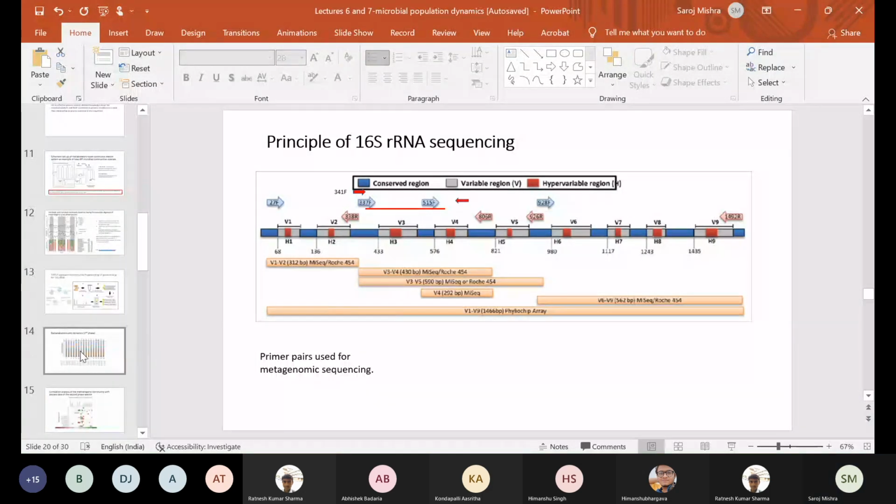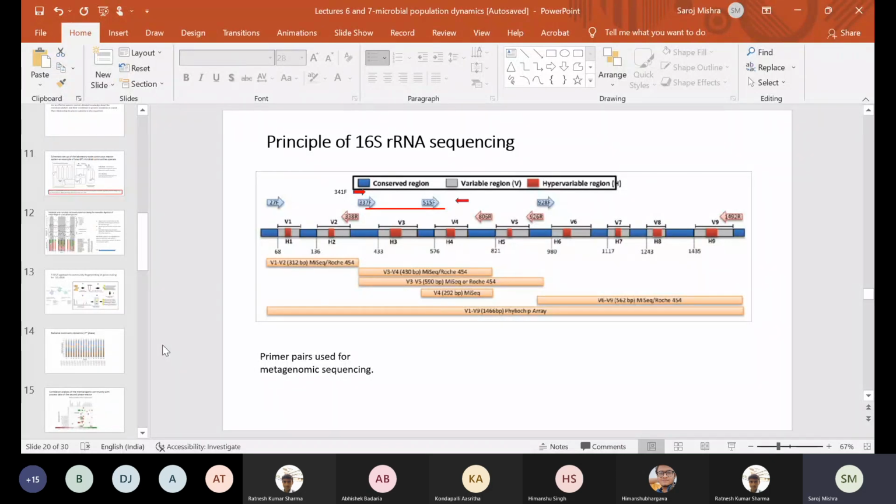Actually, this question was in one of our molecular biology examinations: can we differentiate between two species using 16S rRNA sequencing? Absolutely. If they belong to the same genus, the cutoff is 97%. If two sequences are similar by 97%, you will say they belong to the same genus.